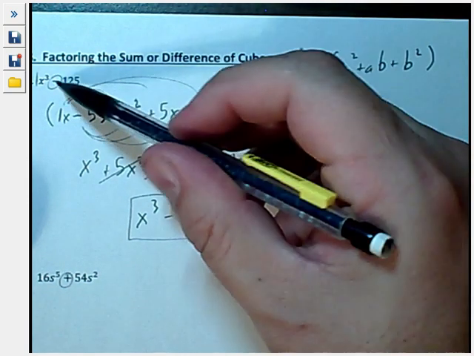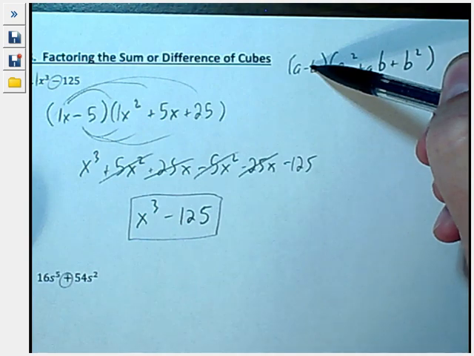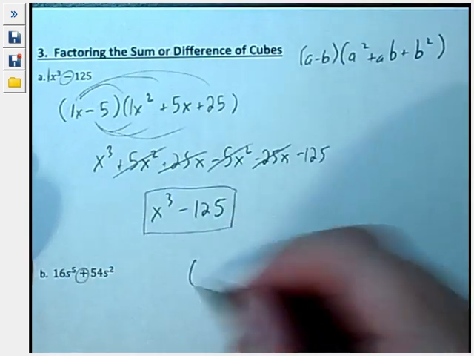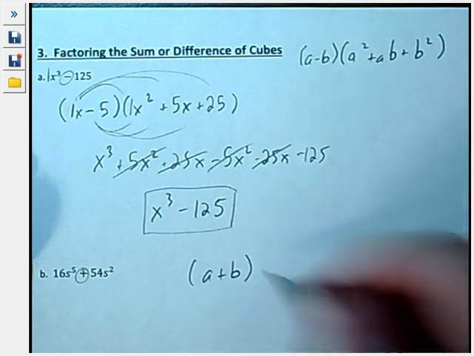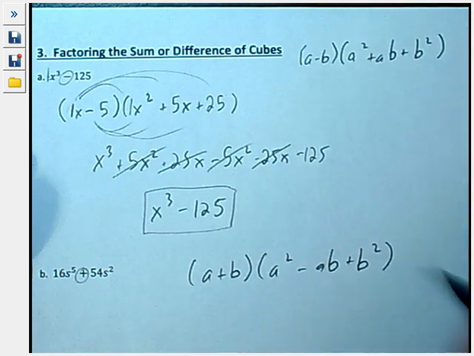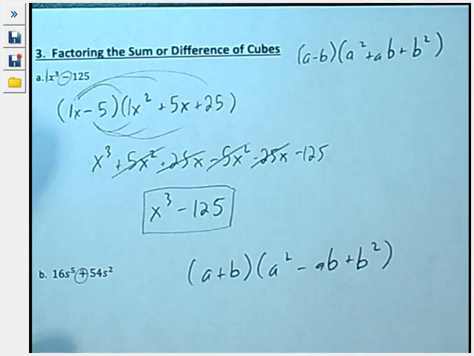See here, when we started, we kept the sign in this parenthesis. This was negative, we got negative right here. This one's positive, we're going to get the positive right there. Okay, a squared minus ab plus b squared. And that's the difference right there.